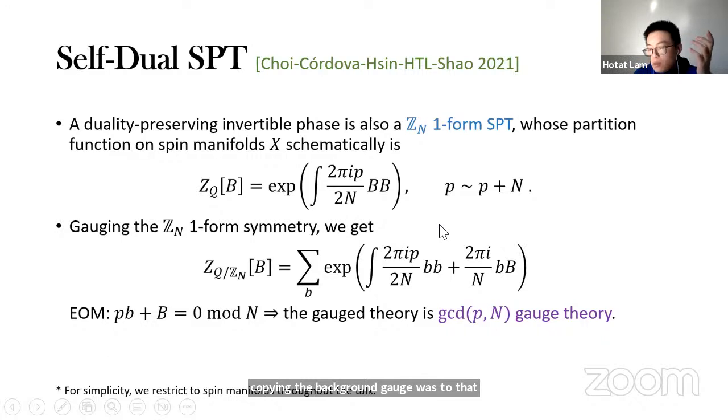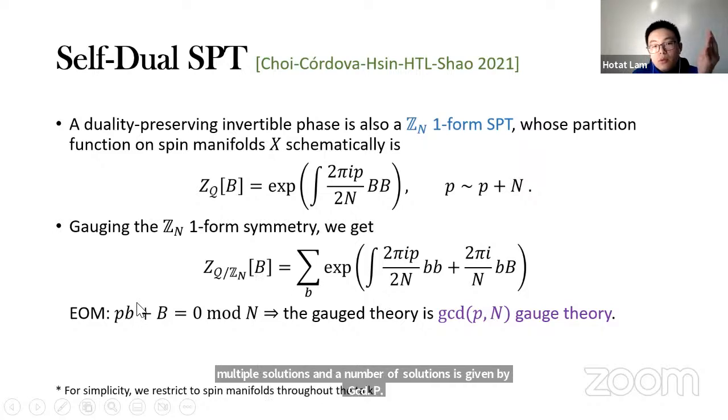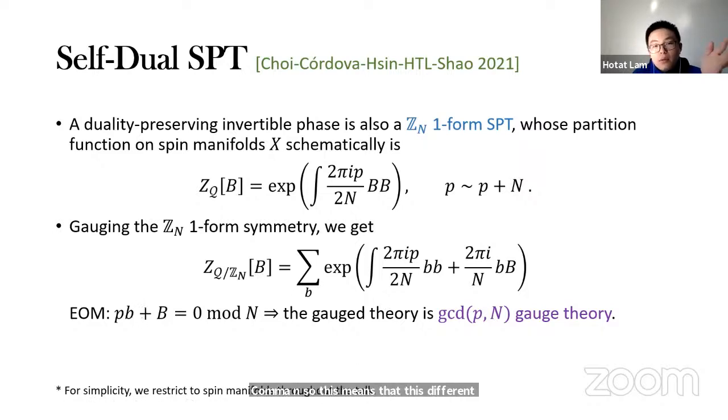So now let's try to understand what this gauge theory is. We can look at the equation of motion. The equation of motion tells us that P times little b is related to big B mod n. Let's imagine that we first turn off the background gauge fields. Then we learn that P times little b equals 0 mod n. In general, these equations can have multiple solutions, and the number of solutions is given by GCD(P, n). These different solutions give you different ground states.